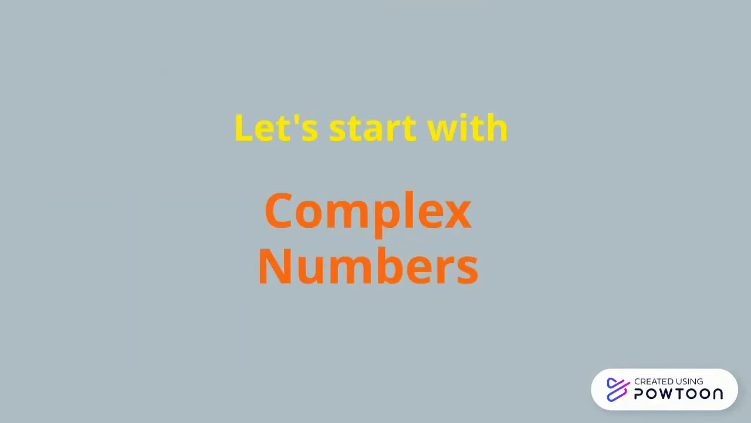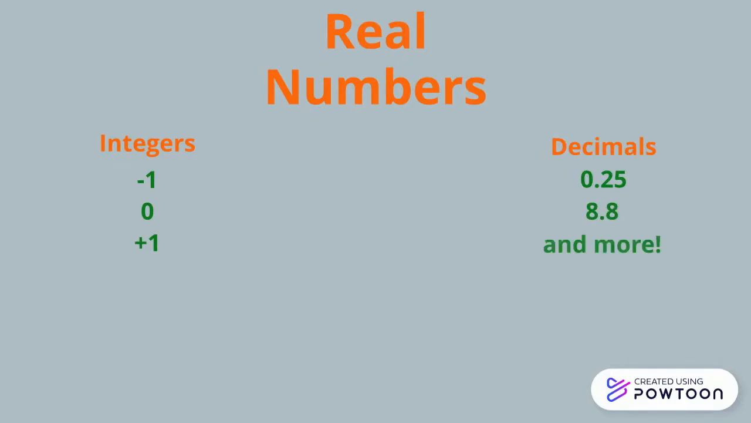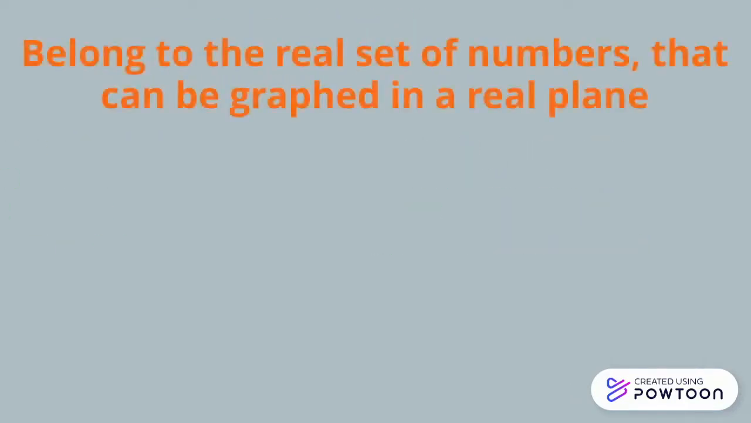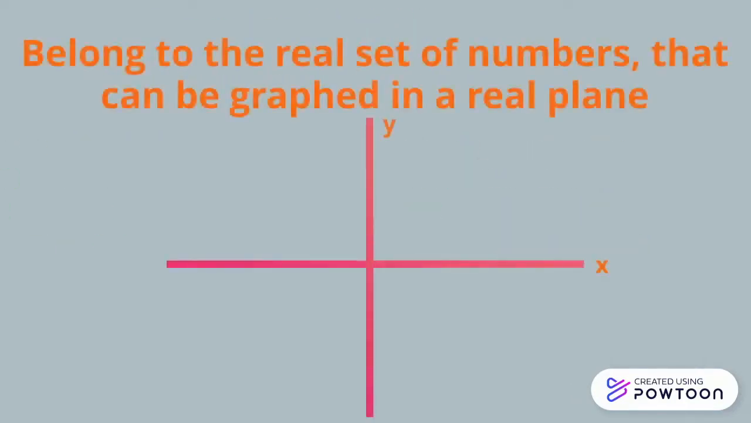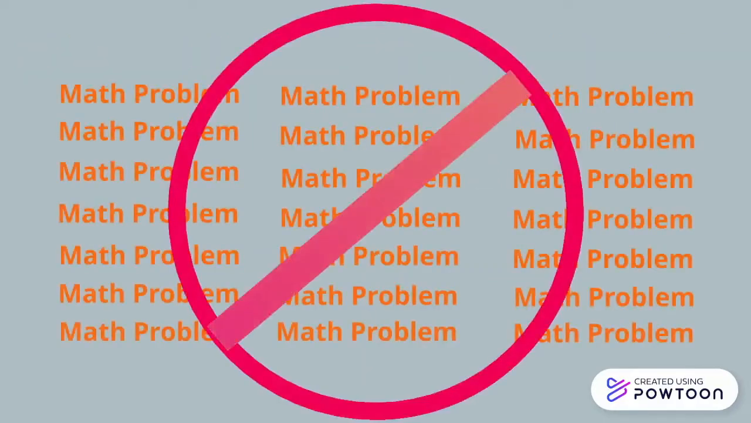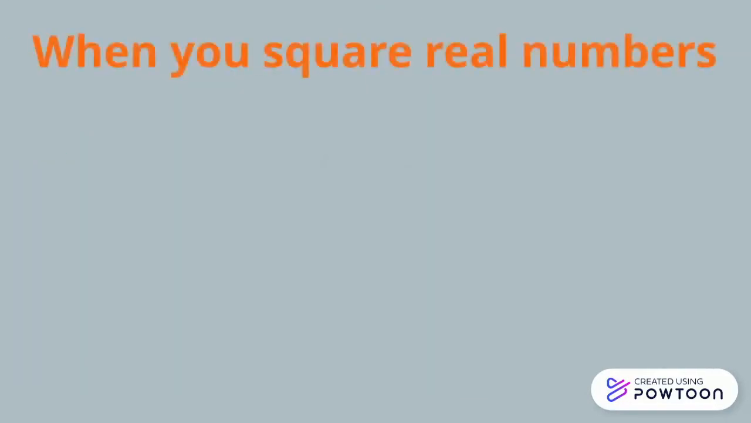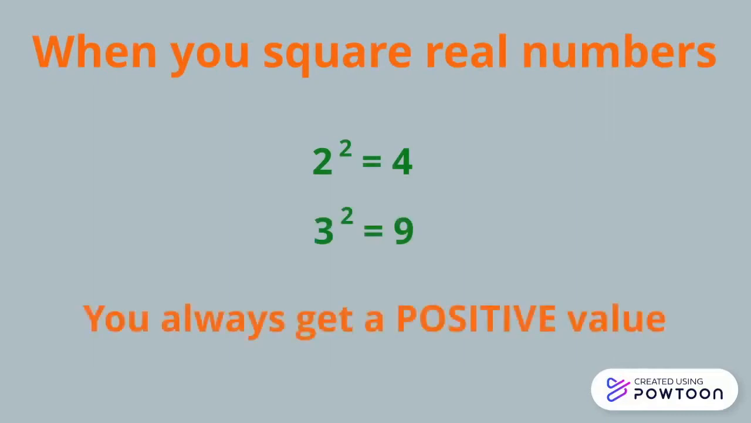Let's start with the concept of complex numbers. So far, you've probably only encountered real numbers, such as integers like -1, 0, +1, and decimals like 0.25, 8.8, and more. These numbers belong to the real set of numbers, which can be shown in a real plane. However, there are many math problems that can't be solved using real numbers, and this is why mathematicians introduced a complex set of numbers. When you square real numbers, the product is always a positive value.